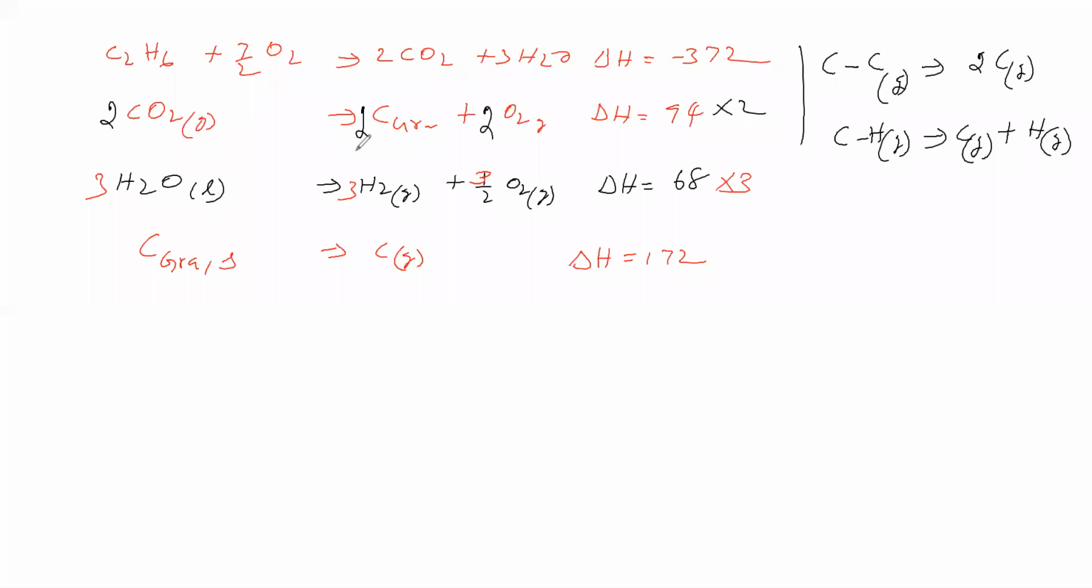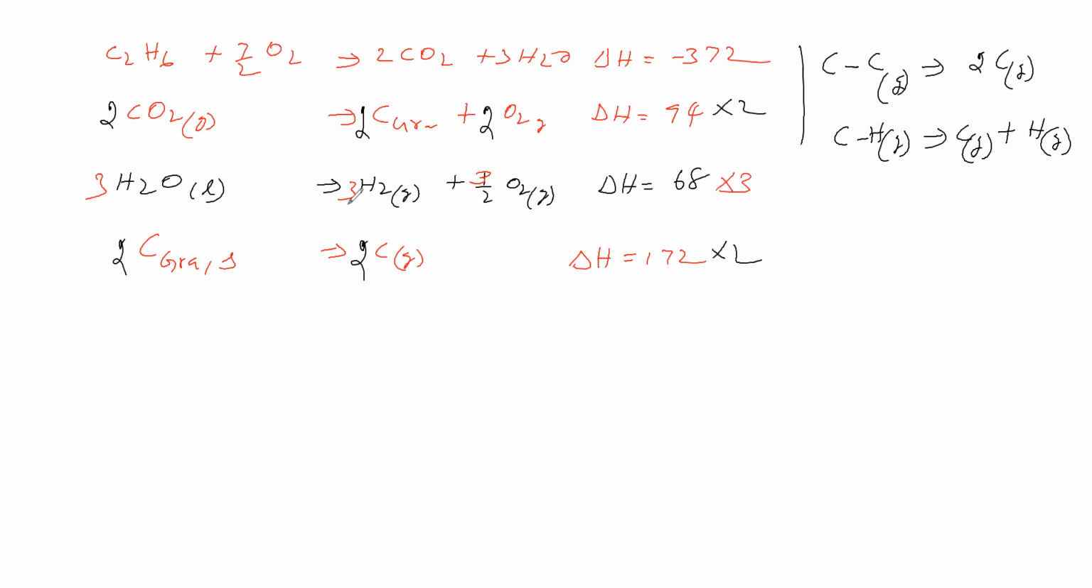Here graphite is there 2 times, but here graphite is there 1 time. So make this 2 times in order to cancel. So multiply this by 2. Now you see that you got the gaseous carbon atom on the right side. We want the gaseous carbon atom on the right side, and that we got. Ethane is having a C-C single bond.